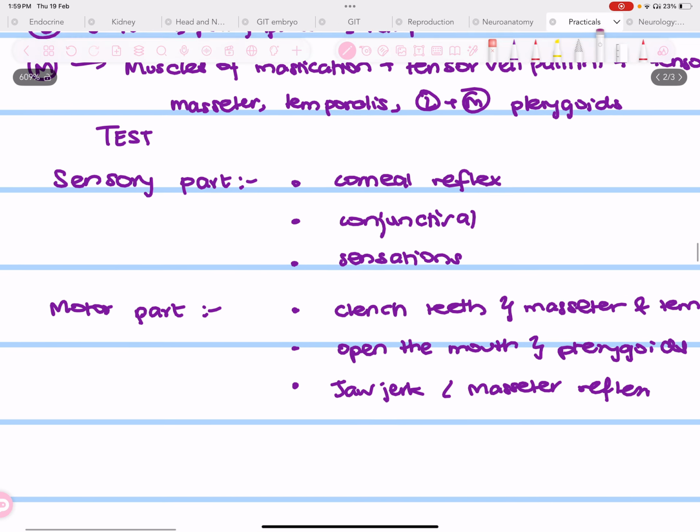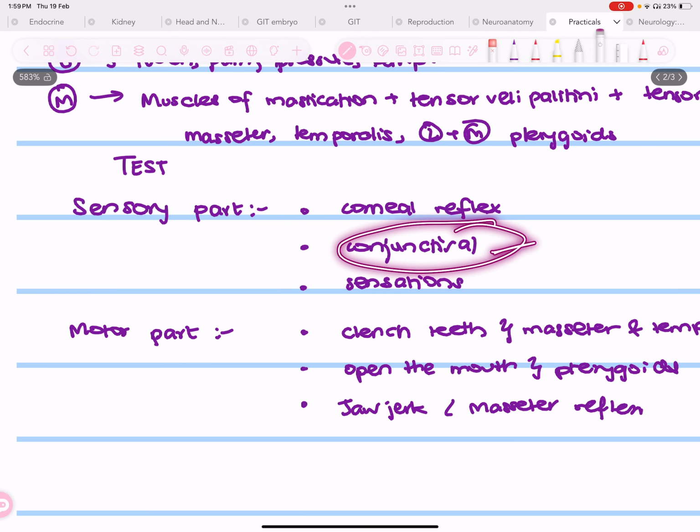Now moving forward, if you talk about the conjunctival reflex, you have to do the entire same thing, and you have to touch gently with the help of the cotton wisp the lateral edge of the conjunctiva. And again, the reflex would be that the patient is going to blink the eyes and it will be symmetrical on both the eyes, and afferent by fifth nerve and efferent by the seventh nerve.